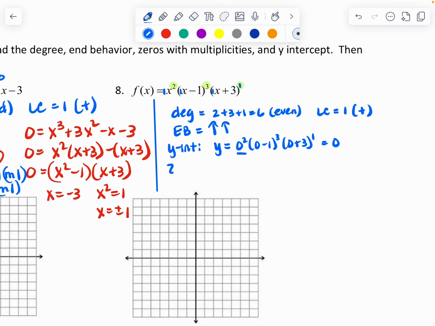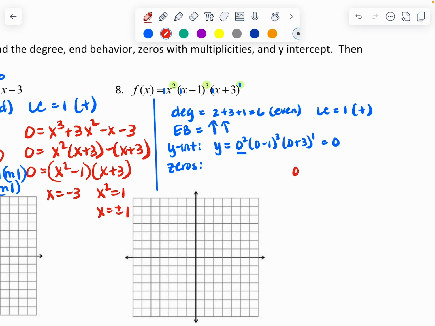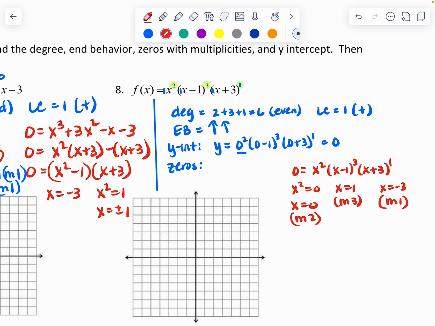Okay, and then let's find the zeros. Have more room here, so let's go ahead and do that on the side here. So it's going to be 0 equals x squared times x minus 1 cubed times x plus 3 to the first. So if I set all these equal to 0, if I get x squared equals 0, that's going to give me x equals 0, but it happens 2 times, so that has a multiplicity of 2. This guy gives me x equals 1 with a multiplicity of 3, and this guy gives me x equals -3, a multiplicity of 1. And you guys should be noticing at this point that when you're in factored form, your multiplicities match these exponents, right, that are on those factors.